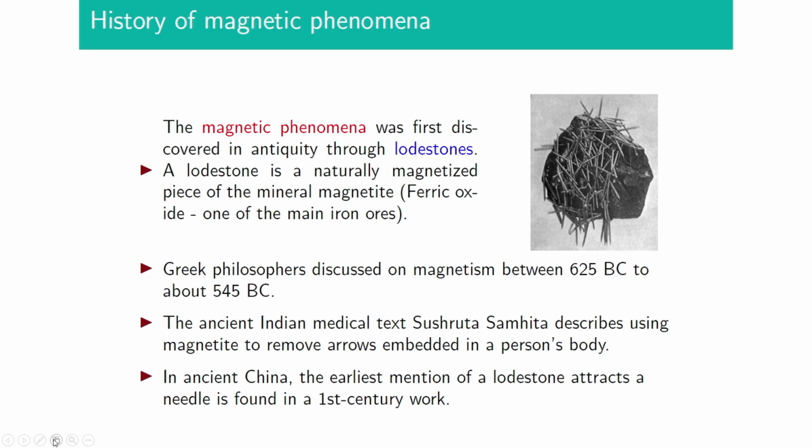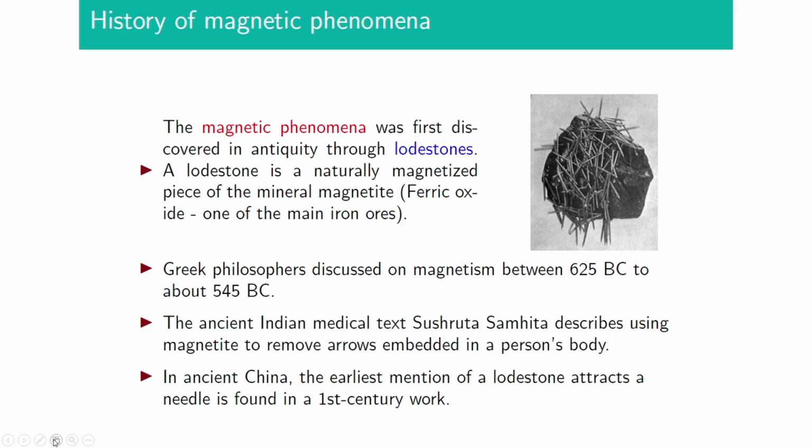So, starting with a bit of history of the magnetic phenomena. The magnetic phenomena was discovered a long time back in lodestones, and the lodestone is actually a naturally magnetized piece of mineral. It is magnetite, rather an iron oxide, which is one of the main iron ores, and you see in the picture that it actually catches a lot of nails. It attracts and holds all these nails.